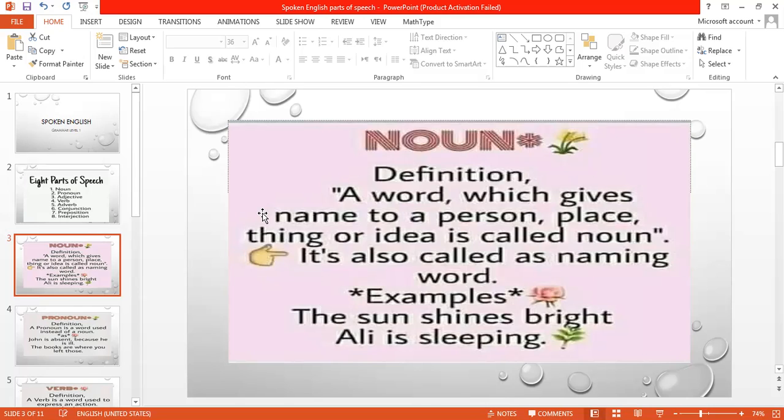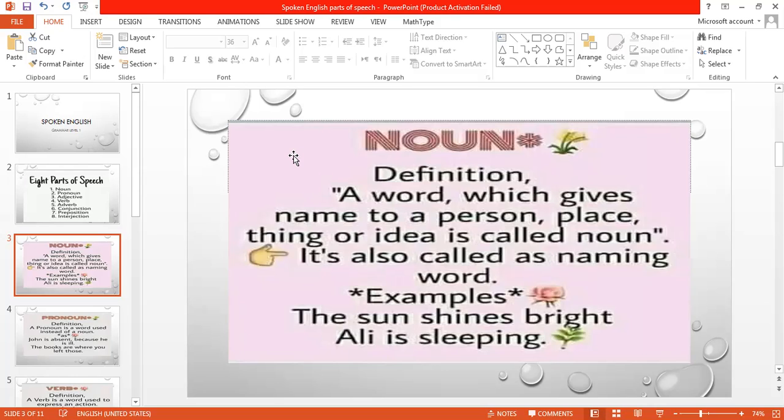And the examples are: the sun shines brightly. The sun is a noun, okay. Ahmad is sleeping in his car. Ahmad is a noun here. The cat is playing with a dog. The cat is a naming word. In this sentence, we have 2 nouns, cat and dog. So these are 2 common nouns.